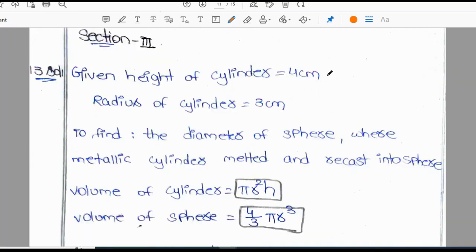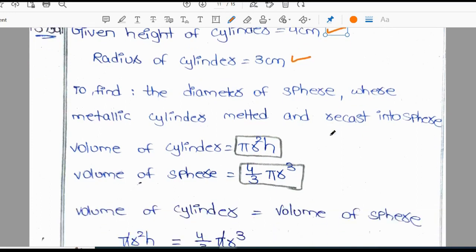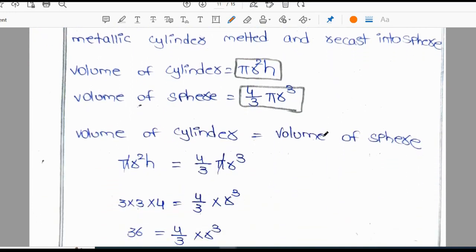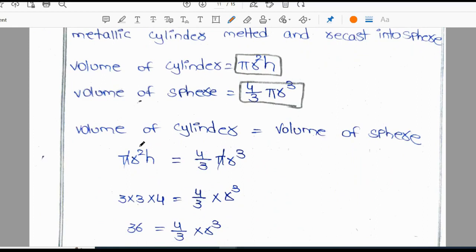So given, height of the cylinder is 4 centimeters, radius is 3 centimeters. Whenever the word melted or recast is given, we have to use this formula, students: volume of cylinder is equal to volume of sphere. We know the volume of cylinder formula is pi r square h. Volume of sphere formula is 4 by 3 pi r cube. As pi is constant, we will cancel it on either side.